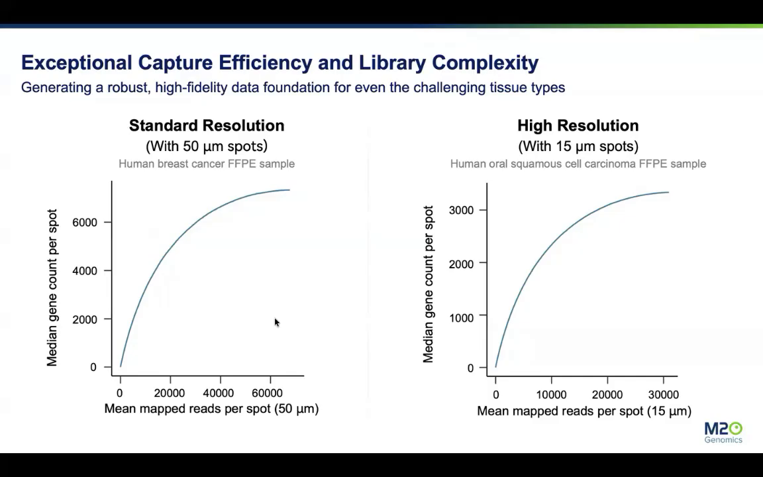In both datasets, the median number of detected genes per spot continues to increase as more mapped reads are added, without reaching an early plateau. So this tells us that deeper sequencing continues to recover additional transcript information rather than primarily increasing duplicate reads. Both samples show consistent saturation behavior despite differences in tissue type and spatial resolution, which demonstrates our ability to generate high complexity libraries across different tissue types and spatial resolutions.